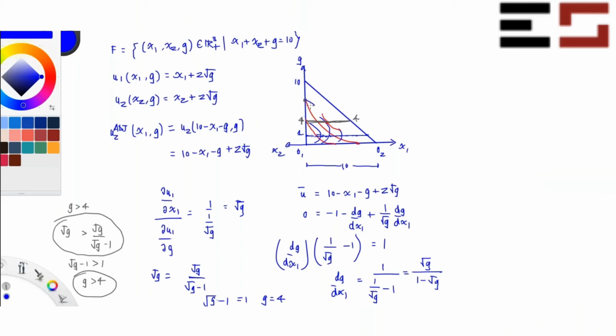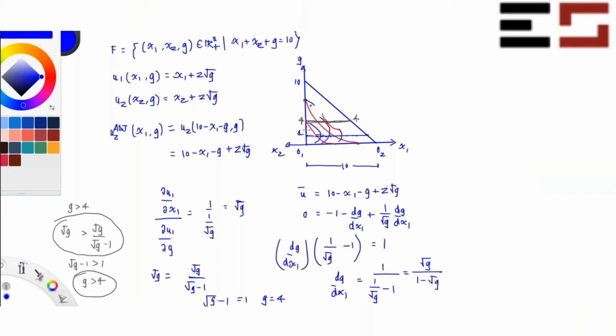Now what can you say about a point like this? Do you think this is better than this one? Yes or no? Better means in terms of Pareto comparison. Yes, right? You can see that if you move from this point to this point, you can improve the satisfaction level of both. So clearly this is not Pareto efficient.